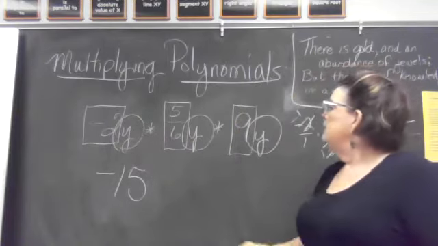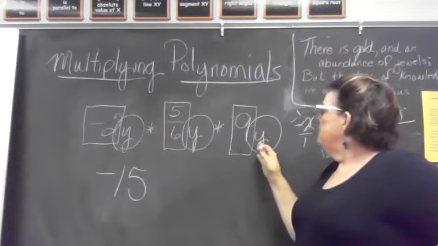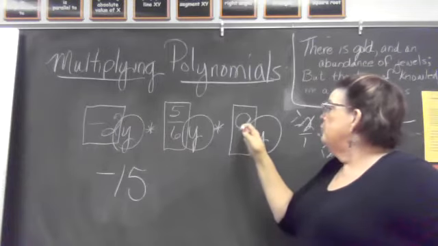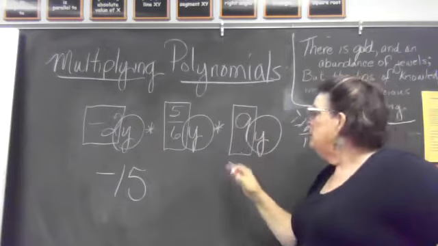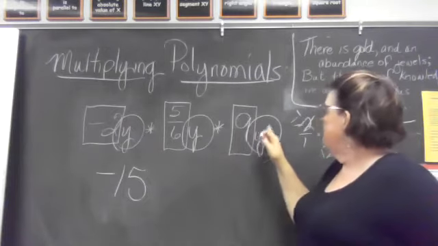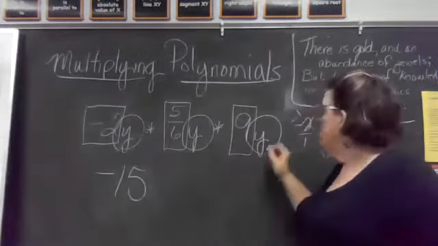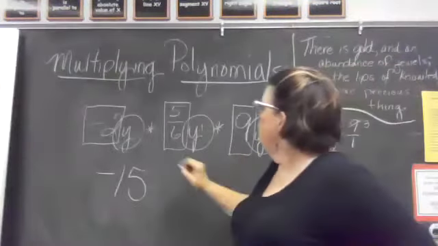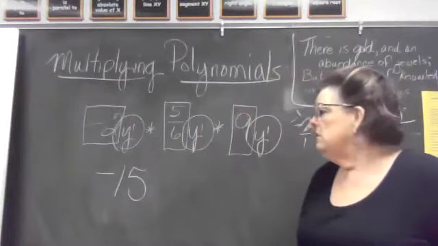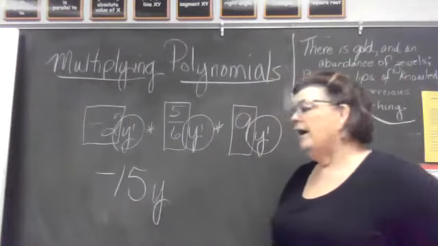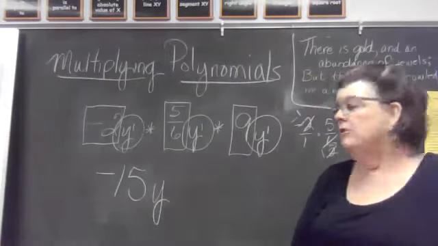Now remember, every single variable has a coefficient. If there's not one showing, it's an invisible one. Every single variable has an exponent also. If it's not showing, it's an invisible one. So we have 1y here, 1 here, 1 here. So I have now y to the third.